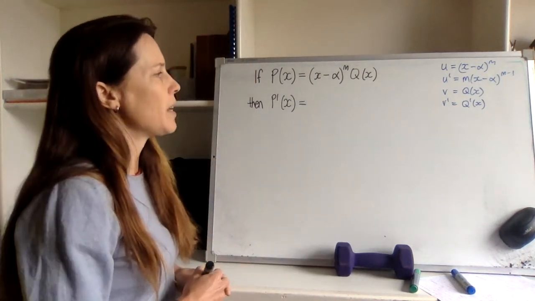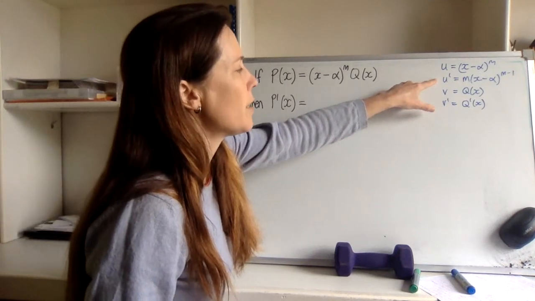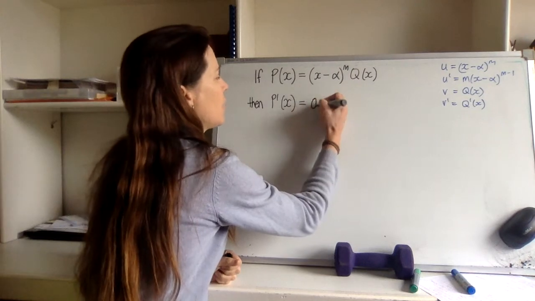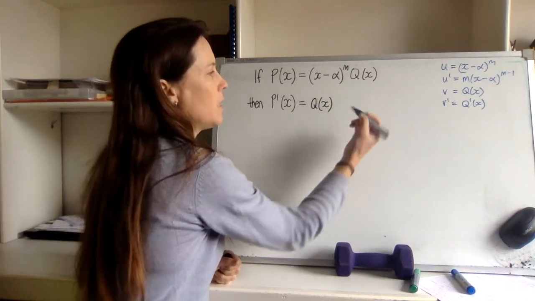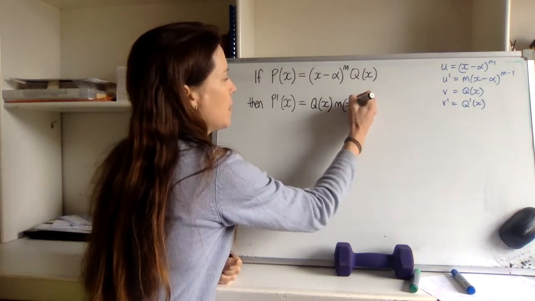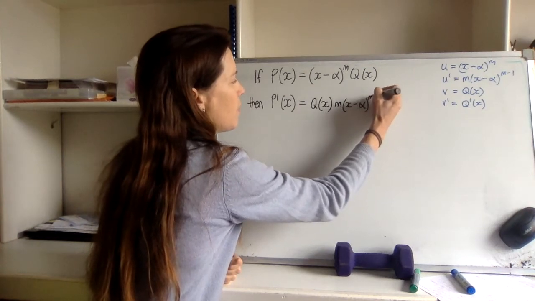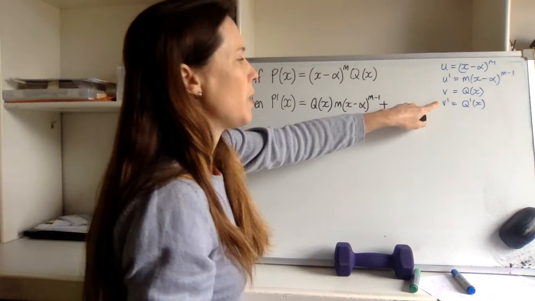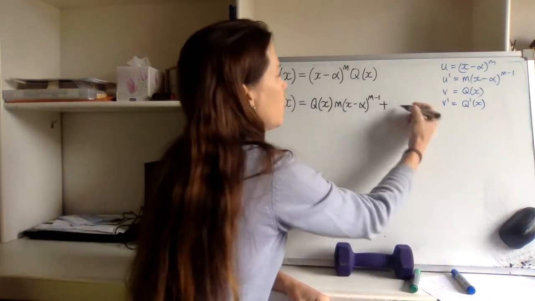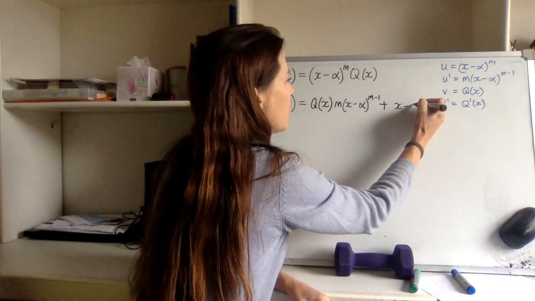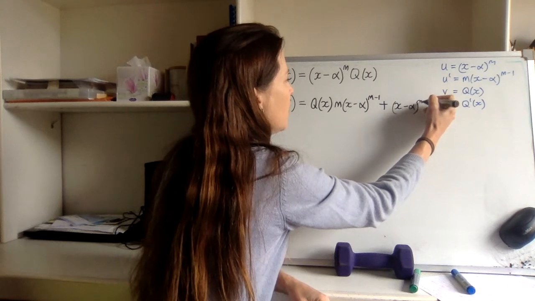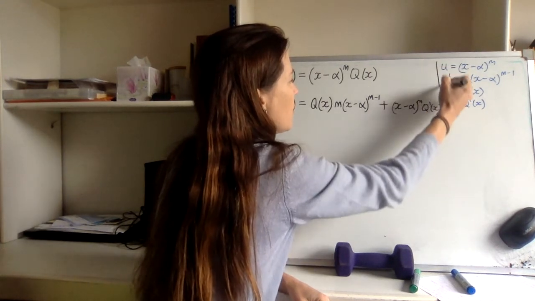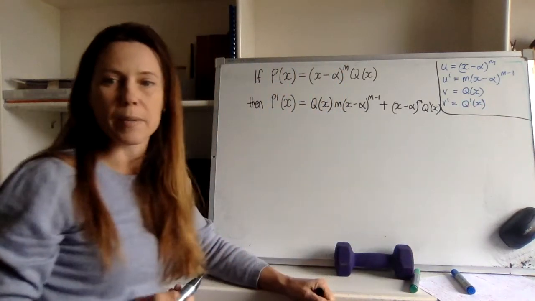So now when we put that in, we need to do v u dash, so we need this part multiplied by that part. You can write them in any order. Let's just go ahead and write them down exactly as they come. We have this part, then we have the m, then we have x minus alpha to the m minus 1, plus u multiplied by v dash. So we have the x minus alpha to the m part multiplied by q dash x. That's a little bit messy. I'll just keep them off to the side.